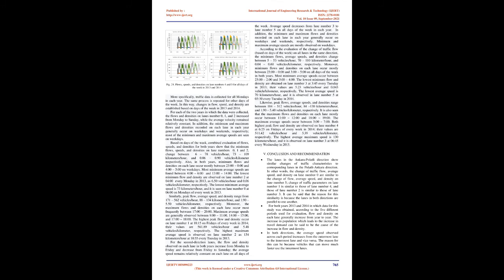0.60 vehicles/kilometer, respectively. Moreover, minimum flows and densities on each lane occur mostly between 2300 hours–midnight and 3 o'clock–5 o'clock on all days of the week in both years. Most minimum average speeds occur between 2300 hours–2 o'clock and 3 o'clock–4 o'clock.